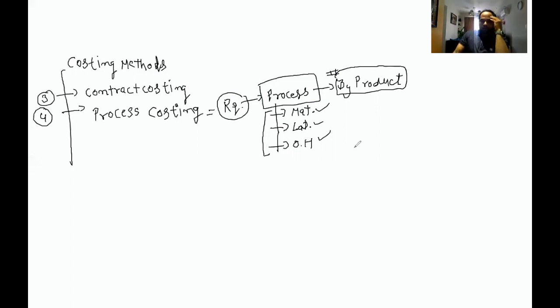Let me draw a diagram. Let's say we have a raw material. We bought a raw material. Then we have the process to produce the product: process 1, process 2, process 3, and we finished.